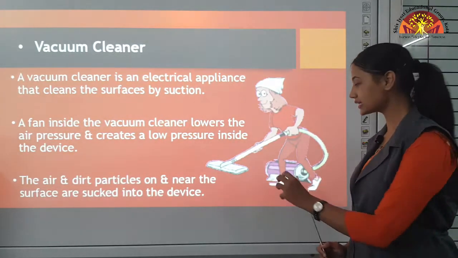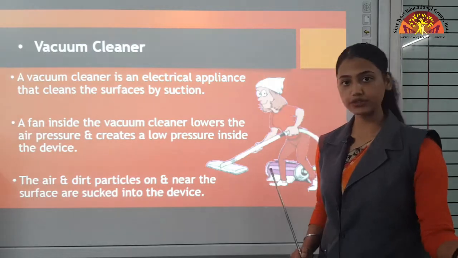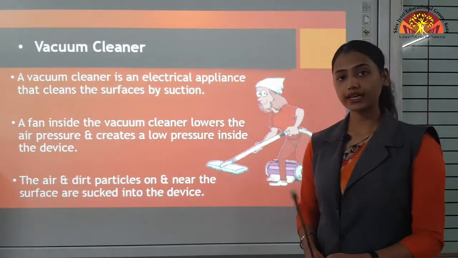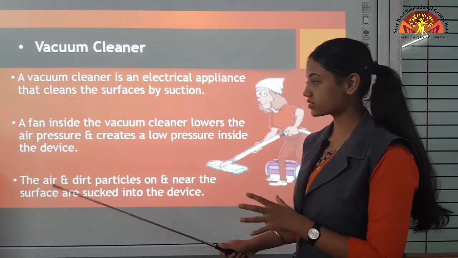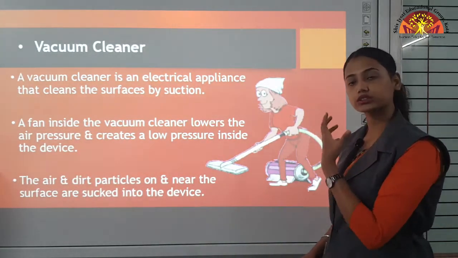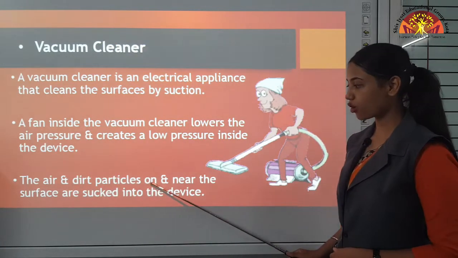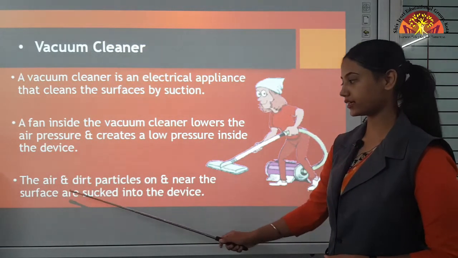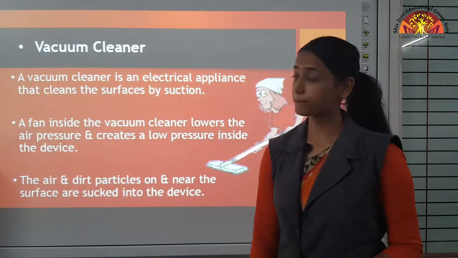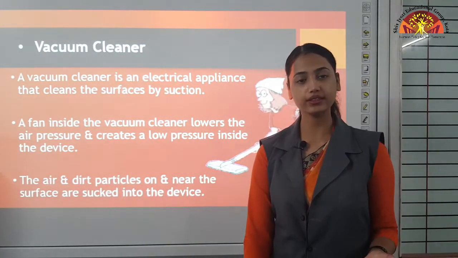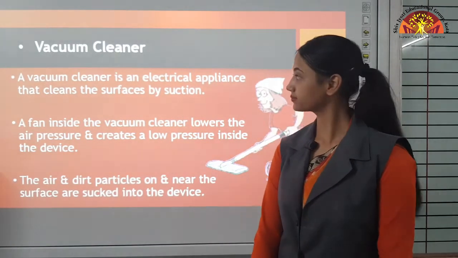Okay, if we are creating low pressure here, then the outer pressure will obviously be high. And we know that high pressure will move to low pressure. So that is why it helps in sucking those dust particles. So, the air and dirt particles on and near the surface area are sucked into the device. So, what is the principle of vacuum cleaner? It works on the principle of atmospheric pressure.